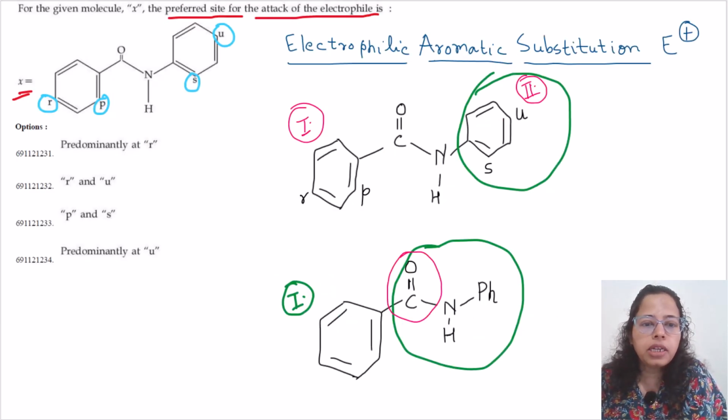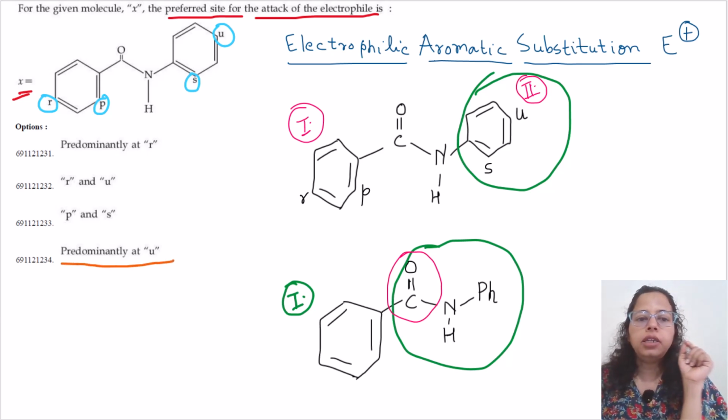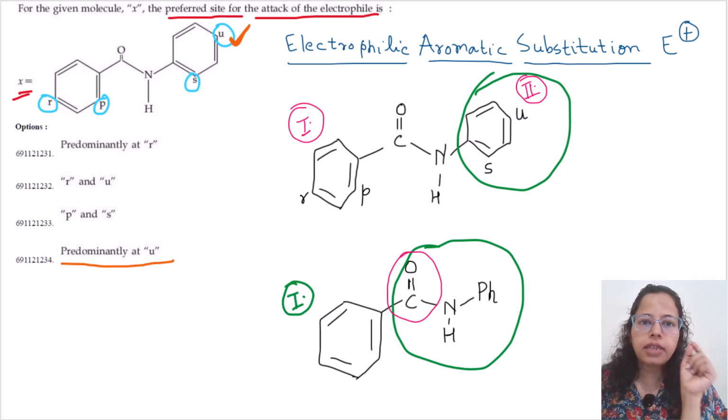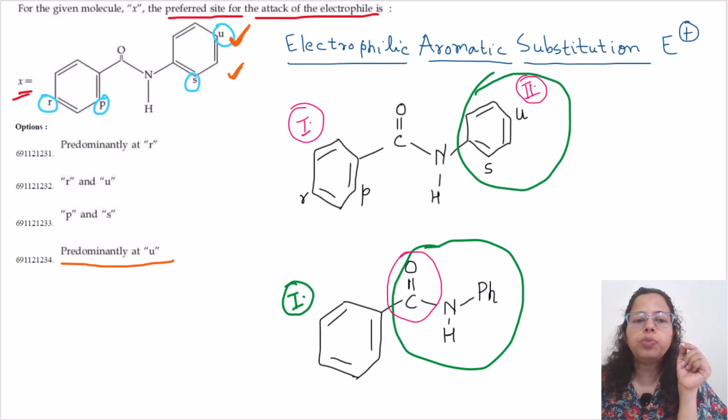So let's check our options. It's given predominantly at R, no. R and U, no, both para positions, no. P and S, both ortho positions, no. Predominantly at U, yes. The attack of the electrophile is predominantly at U. So the U site is the most preferred site for electrophilic attack because it has the least steric hindrance, and moreover the group which is attached to this benzene ring is the ring activating NH group. So our answer will be option 4, predominantly at U.